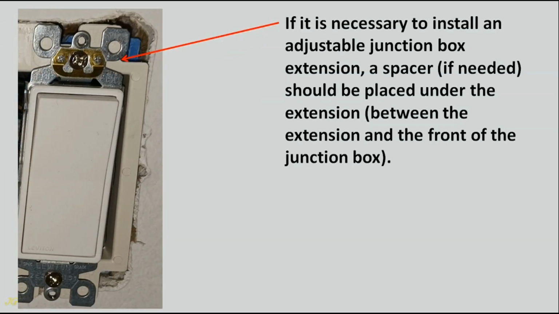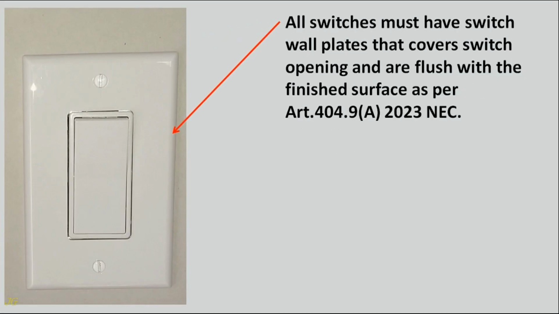If it is necessary to install an adjustable junction box extension, a spacer, if needed, should be placed under the extension, between the extension and the front of the junction box. All switches must have switch wall plates that cover the switch opening and are flush with the finished surface as per Article 404.9 A, 2023 NEC.